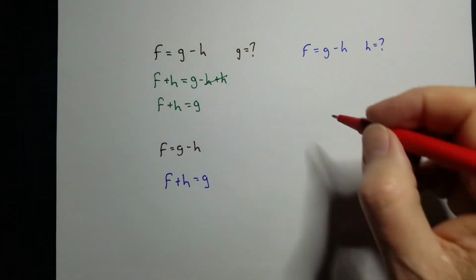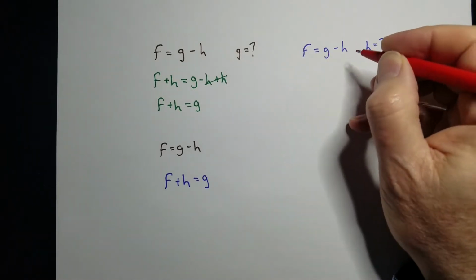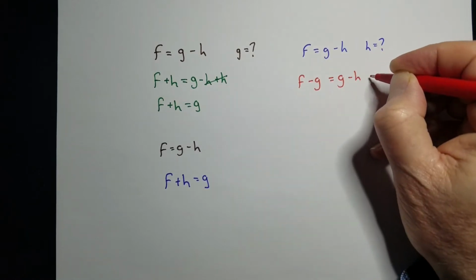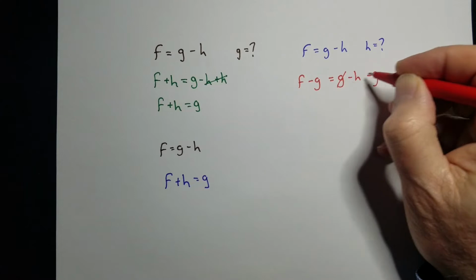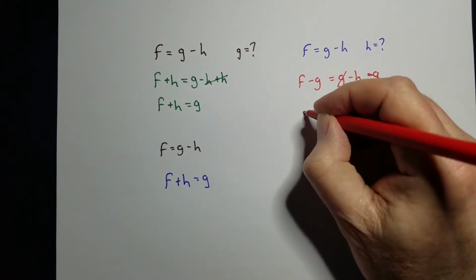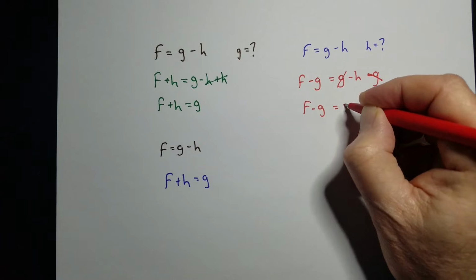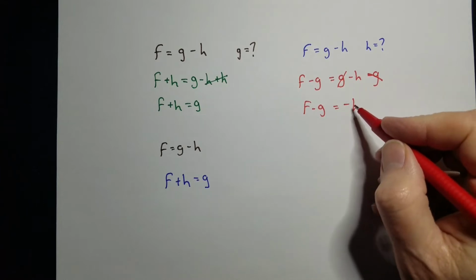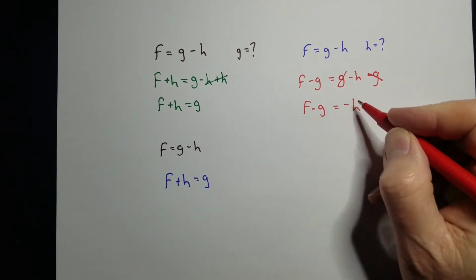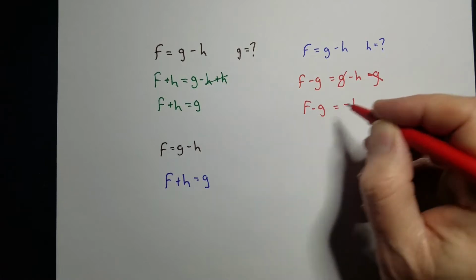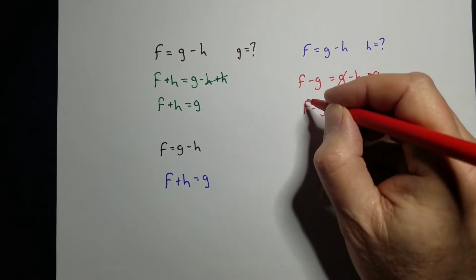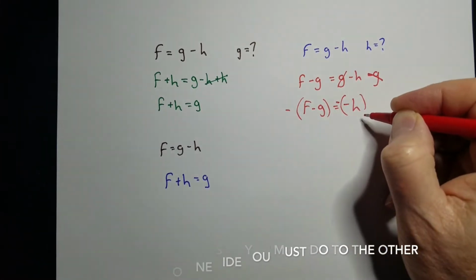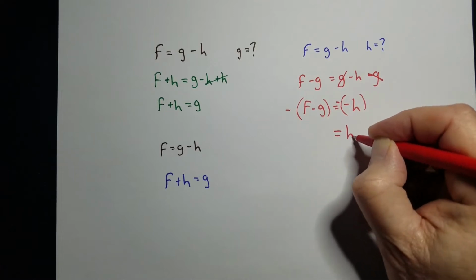This time let's solve for h. So that means I need to get rid of g, so I want to subtract g from both sides. And when I do that, g and minus g cancel each other out. So I get f minus g equals negative h. But here's the thing, I want to find h, not negative h. So that means we're going to have to get rid of this negative sign. We need to multiply both sides by negative 1. And so this whole side gets multiplied by negative 1. This whole side gets multiplied by negative 1. Negative times negative is a positive, so there's our h.